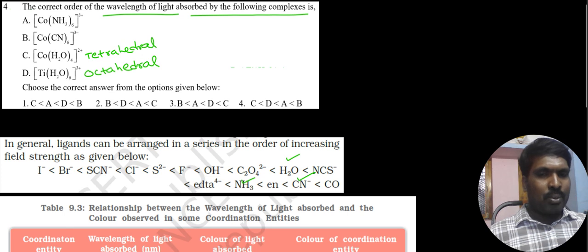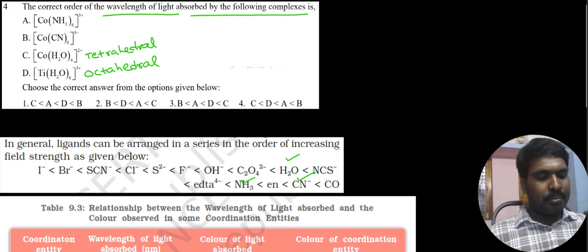[Co(H2O)4]2+ has more unpaired electrons available, we can assume. So compound C absorbs more wavelength of light. So in which option is compound C greater? Option 2, option 3. In both options compound C is greater.